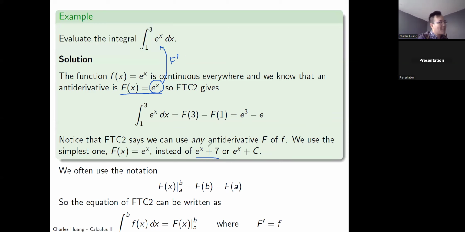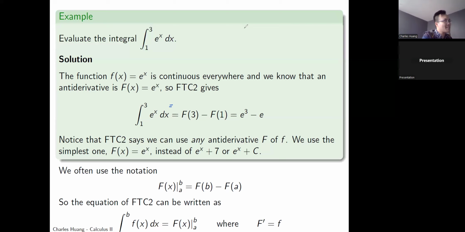But having all these constants at the back makes things a little bit harder. So we are just going to use the simplest one, usually with no constants. Now, what we'll normally do is write down what the antiderivative function is. So if I have the integral from 1 to 3 of e to the x dx, we should tell you that the antiderivative here is e to the x.